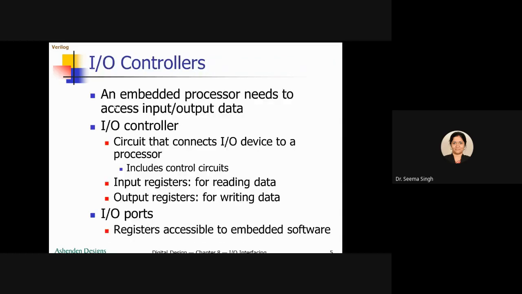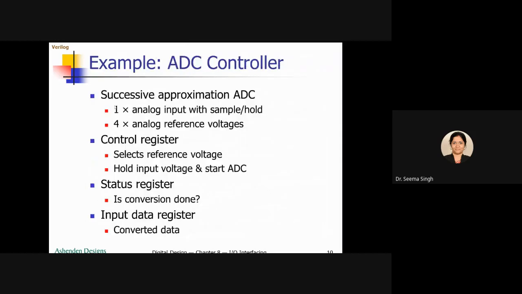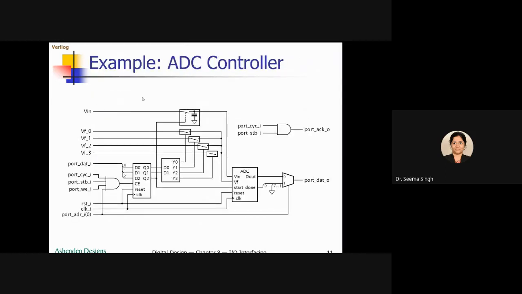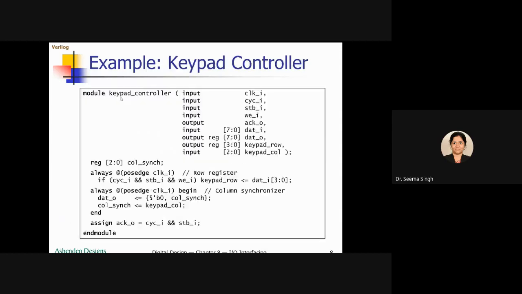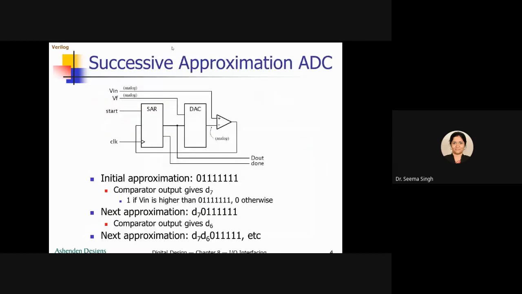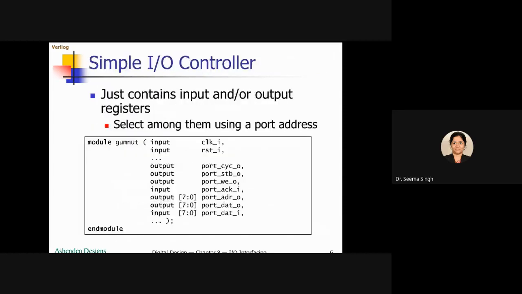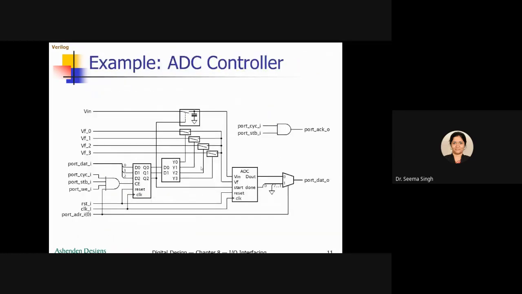So now you see this diagram. Whatever you see in this successive approximation ADC, all of this is put in one block only. Now you can see this V in is your analog input voltage, VF is your reference voltage, start signal is there, clock is there, of course one reset is added, done is high, and after it is done, D out will be given. So this is your ADC block.